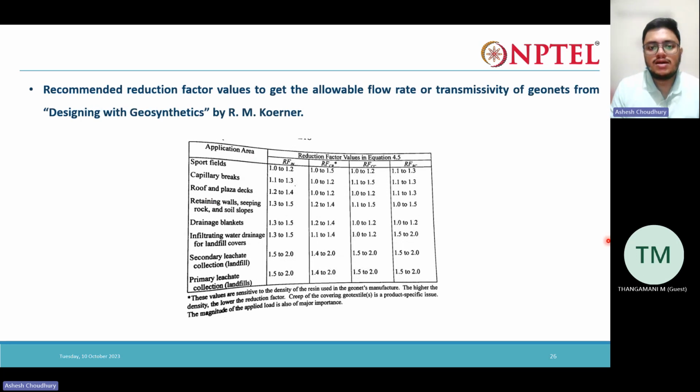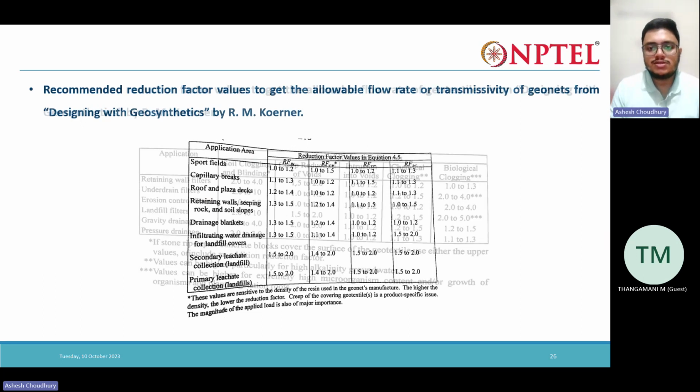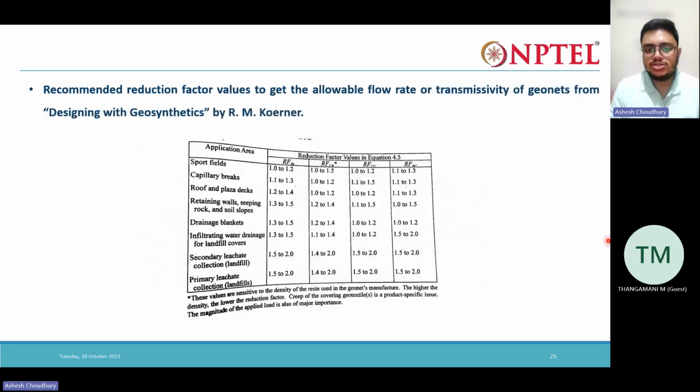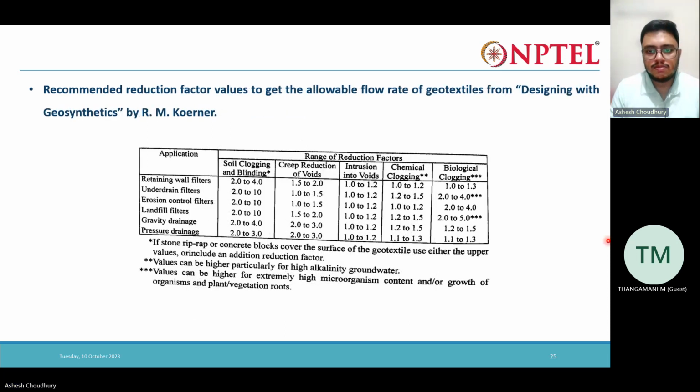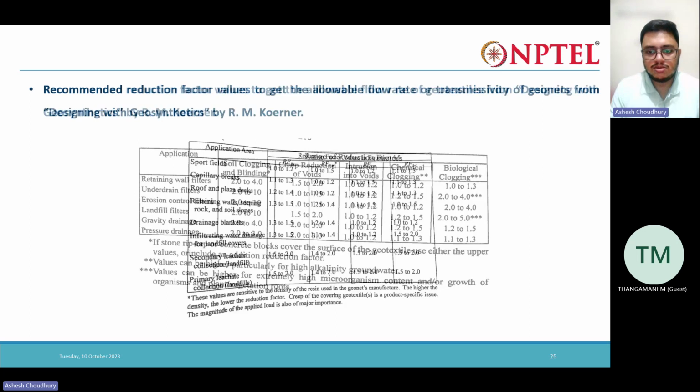Then this was for geotextile, and this is for geonet. In geonets there are four reduction factors: intrusion, creep, chemical clogging, and biological clogging. The soil clogging binding is not changed.